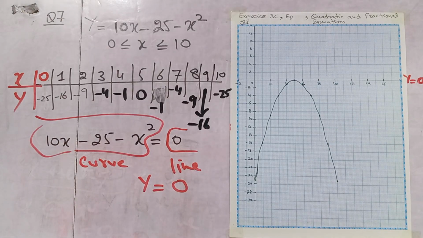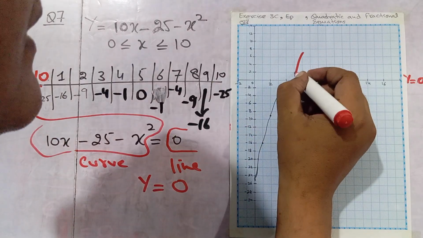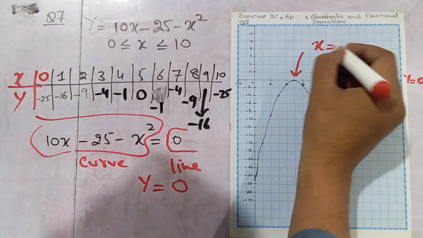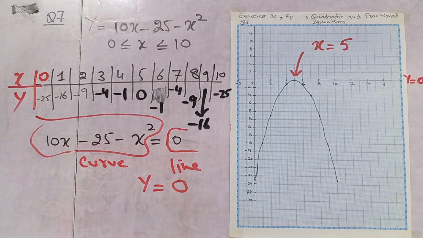And when your graph cuts it here, what is the value of x here? The x here is equal to 5. So I think the answer is 5. There is a single answer. So we will check it from the book if the answer is right.